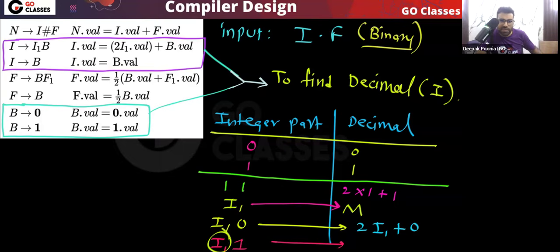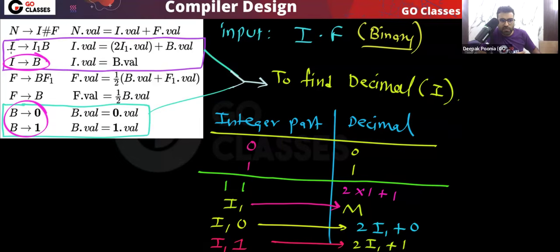Very simple. This I1 you will multiply by 2 plus this one as it is. Okay, yes or no? The same thing we are doing here. Notice one thing, here also you are doing the same thing. If I is going to B and B will go to a single binary bit, yes or no? Okay, I is going to B and B will go to a single binary digit. So you can see that I dot value will be the same as B dot value.